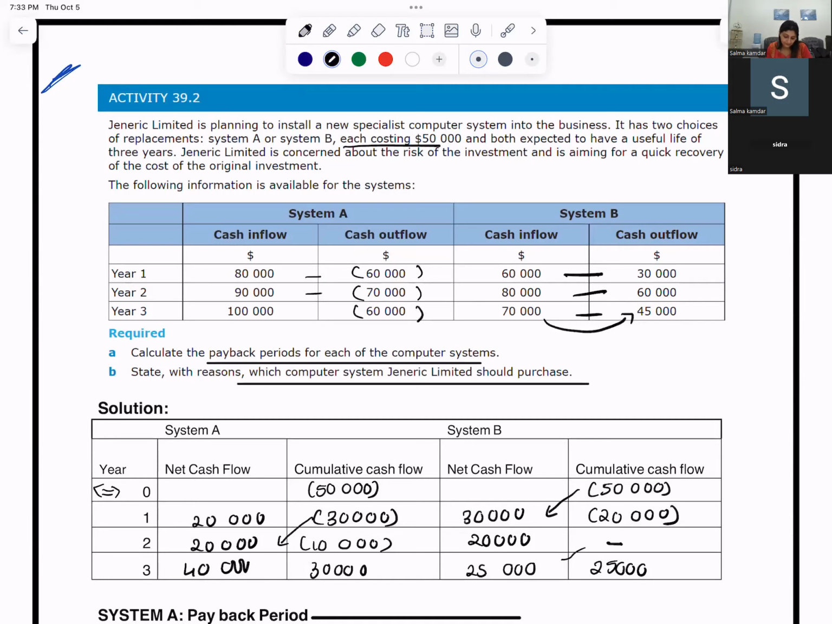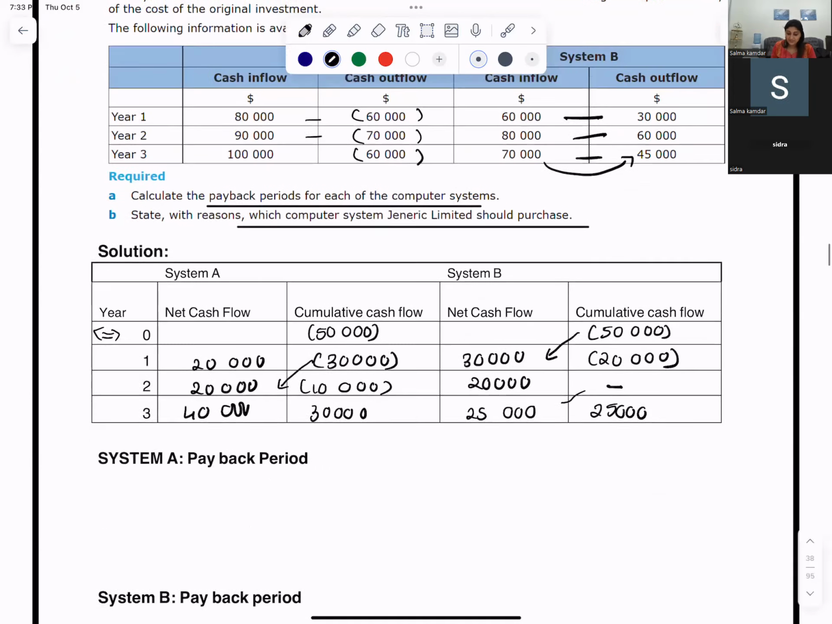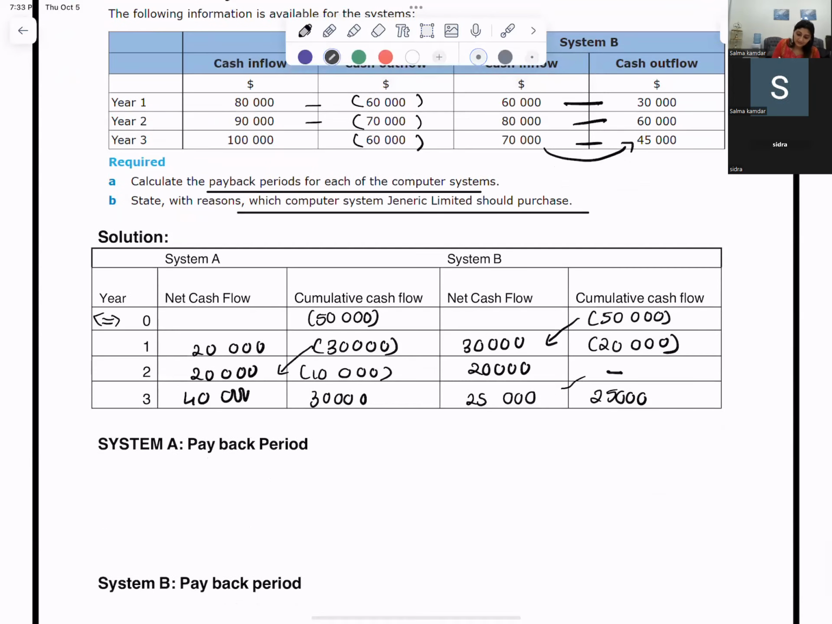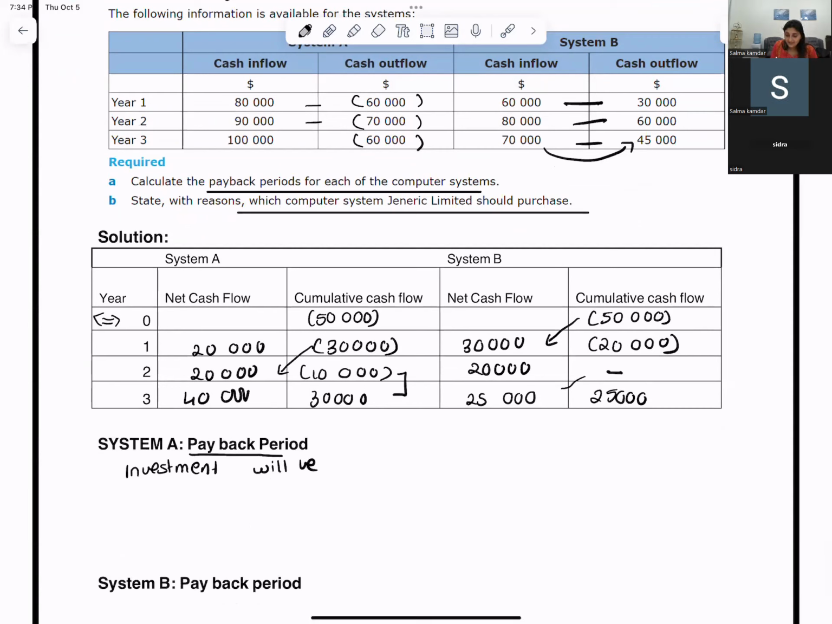For system A, can you give me the payback period? Your investment will be recovered between year 2 and 3. Can we write it together? Investment will be recovered between year 2 and 3. Then what will you write?